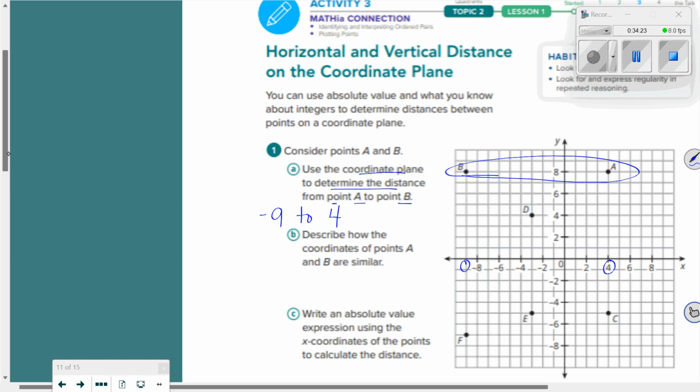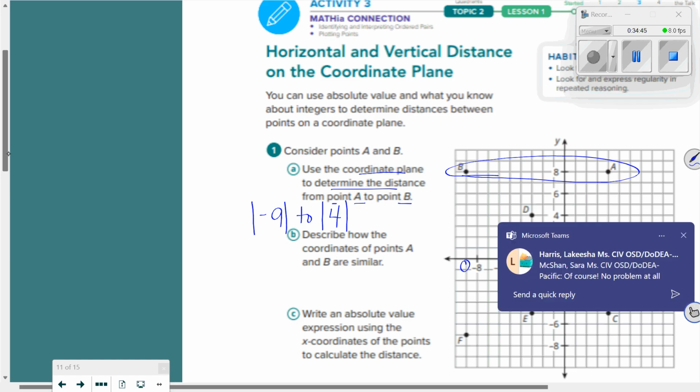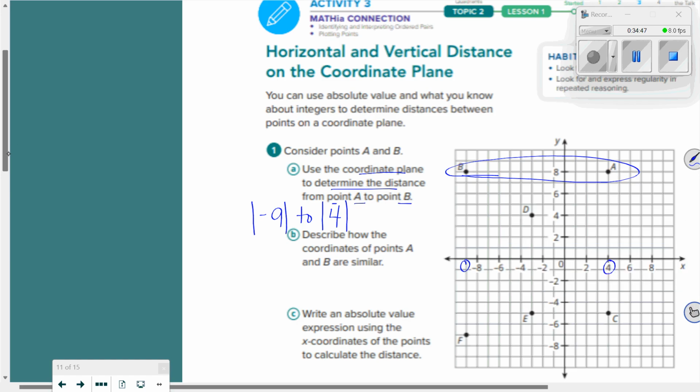But because we're talking about distance, we use something called absolute value. The way we signify that is I put straight bars around them. Because when I'm talking about distance between points, I just want to know how far from 0 each of them are, so I can figure out what the total is. So we said the absolute value of -9. How far was that? 9.